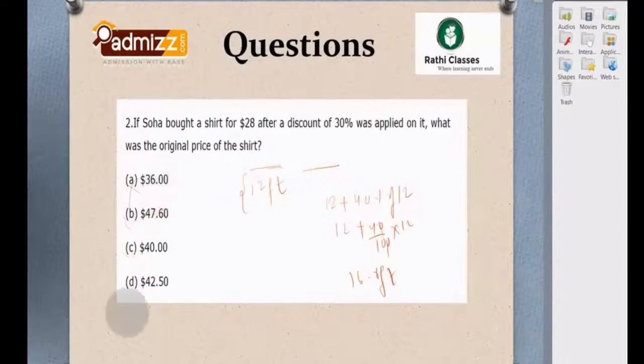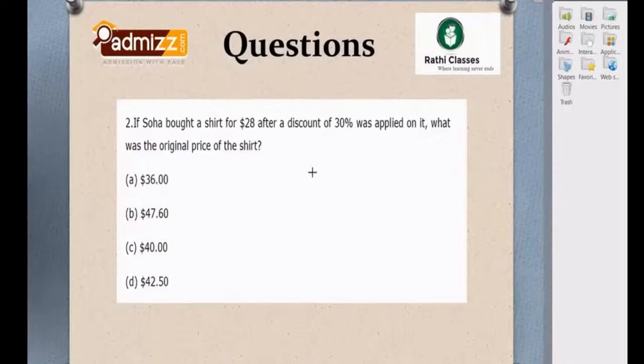In the next question, what is given is Soha bought a shirt for $28 after a discount of 30%. That means the original price should be greater than 28. Why? Because a 30% discount is given. Now what would be the case then? Let the original price we need to assume be X. So you have given a discount of 30%.